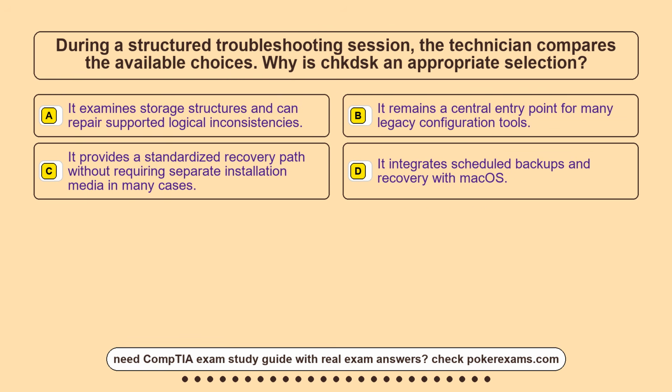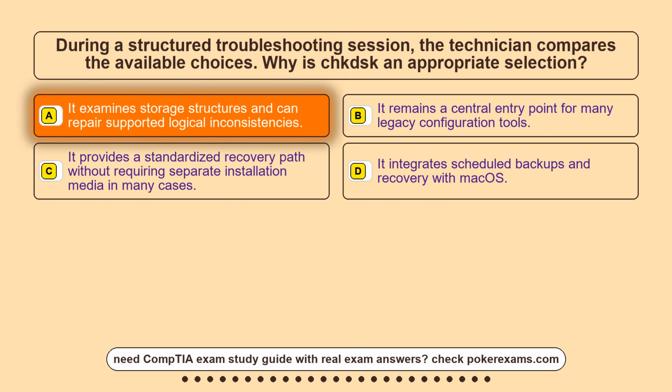Question 17. During a structured troubleshooting session, the technician compares the available choices. Why is CHKDSK an appropriate selection? Option A. It examines storage structures and can repair supported logical inconsistencies. Option B. It remains a central entry point for many legacy configuration tools. Option C. It provides a standardized recovery path without requiring separate installation media in many cases. Option D. It integrates scheduled backups and recovery with macOS.